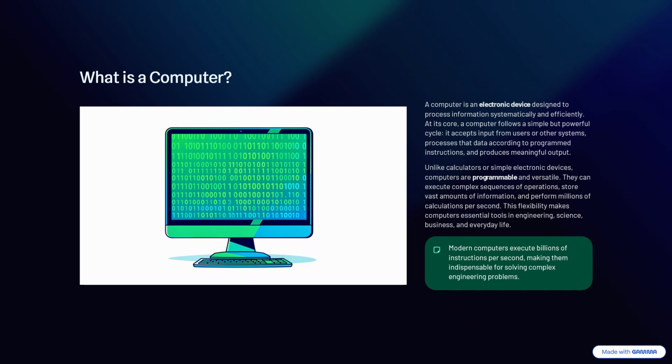They can execute complex sequences of operations, store vast amounts of information, and perform millions of calculations per second. This makes computers a flexible, essential tool in engineering, science, and everyday life. Modern computers execute billions of instructions per second, making them suitable for solving complex engineering problems. Computers are an essential part of our life, and are used in daily life.